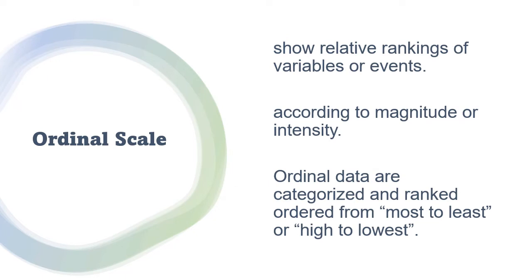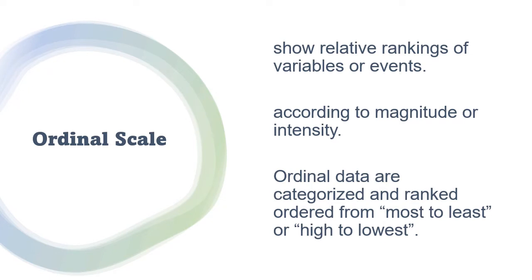Next, ordinal scale. As the term implies, ordinal, order, it shows the relative ranking of the variables or events. There is a ranking. Let's say, for example, first honor, second honor, third honor. Your firstborn, secondborn, the youngest, the mid-child. These are data in the ordinal scale.